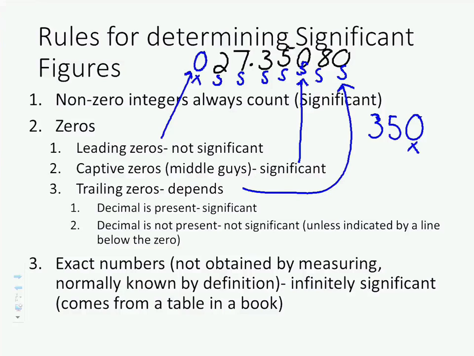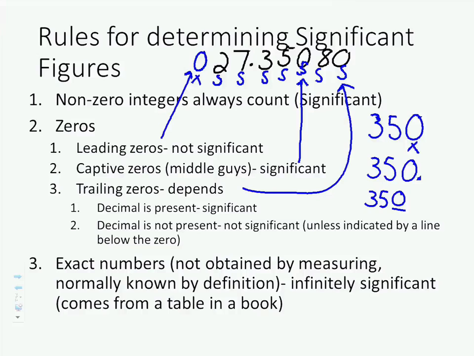If there were a decimal present, as in 350 point, by adding that decimal we just made that zero significant. Or we could have also written this number as 350 with a line under it, and that would also make it significant. So these are the three examples of trailing zeros, where a decimal present or a line under it makes the zero significant.